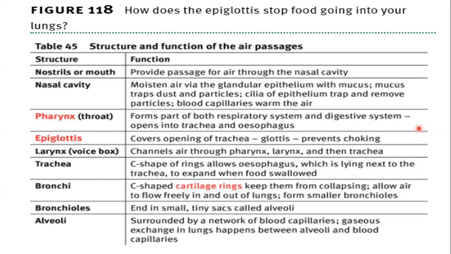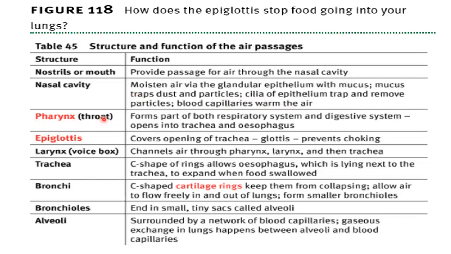So this here explains the structure and then the function. You have your nostrils or your mouth, right? They provide the passage for air that we've just explained. The air that passes through the mouth is not clean, is not warm, and is not moist. But the air that passes through the nostrils has gone through all of those three processes. In the nasal cavity that we've just explained, the dust particles are trapped, and then the cleaner air is moved down.